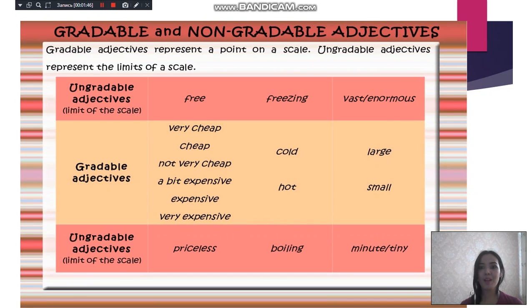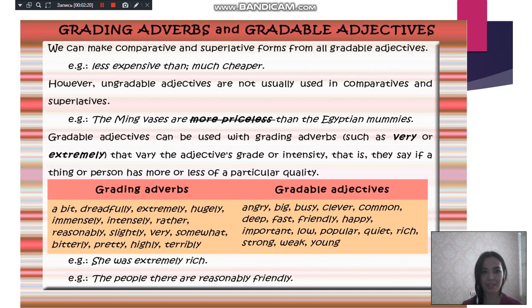So here in this scale, I have chosen some adjectives that can be gradable and non-gradable. Ungradable adjectives, as I have already told, are the limit of the scale. For example, freezing. Gradable adjectives can be cheap. For example, it's very cheap, not very cheap. It's expensive, not so expensive. And boiling, priceless. These kinds of adjectives are non-gradable or ungradable adjectives.